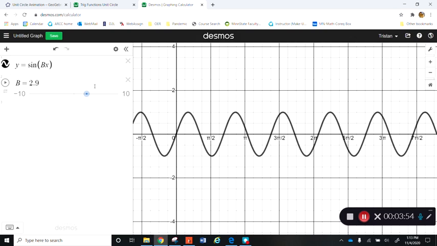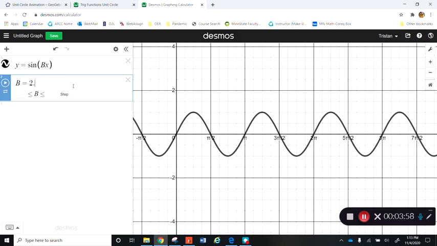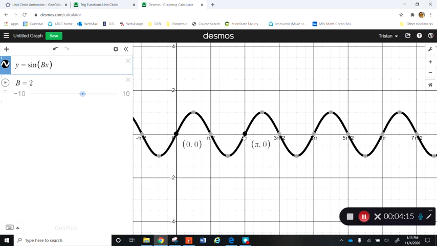So let's say we make b equal to 2. What is the new period going to be? Well, the original period was 2 pi, and we're scaling by the reciprocal of the number you multiply by. So we should take 2 pi divided by b, in other words, multiplying by 1 over b, and get the new period. And as you can see, 2 pi divided by 2 is pi. So that's our new period there.